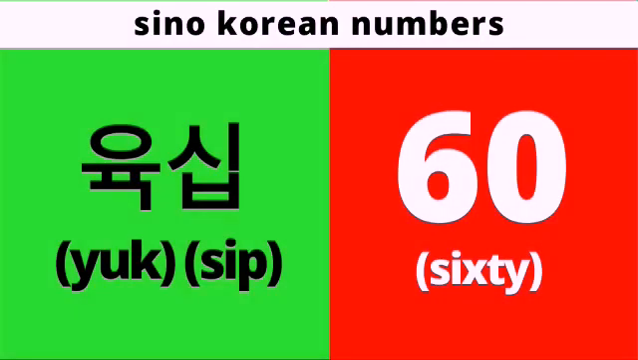Next is number 60. The Sino-Korean translation of this is yuk ship. Yuk means number 6 and ship means number 10. So it's the same as saying 6 sets of 10. And that is equal to 60.